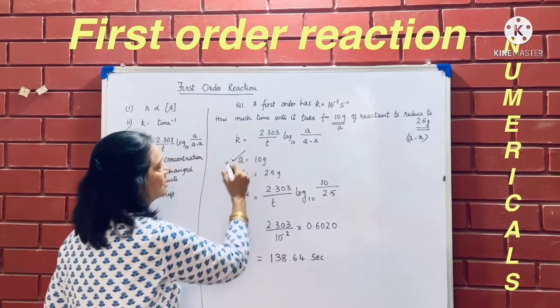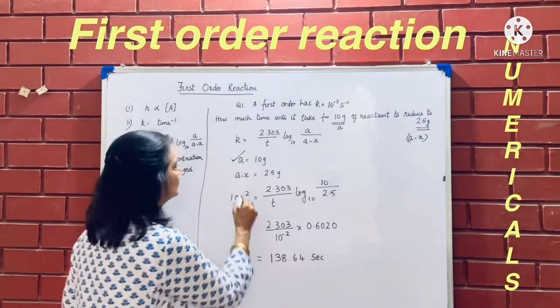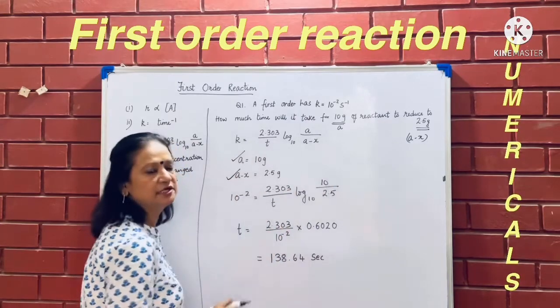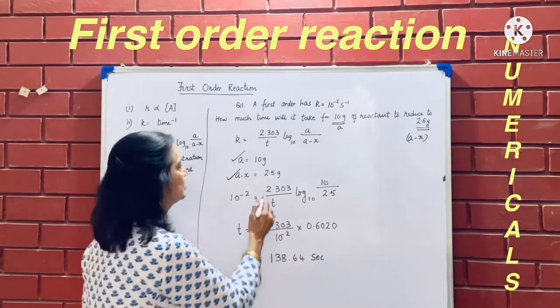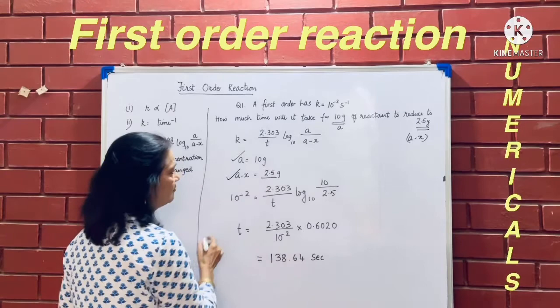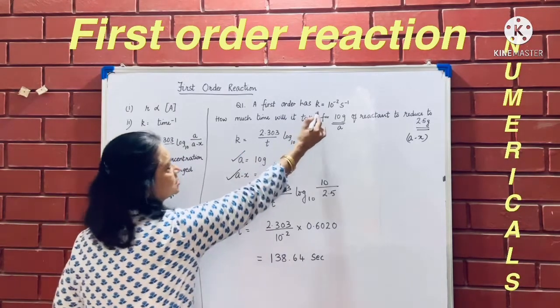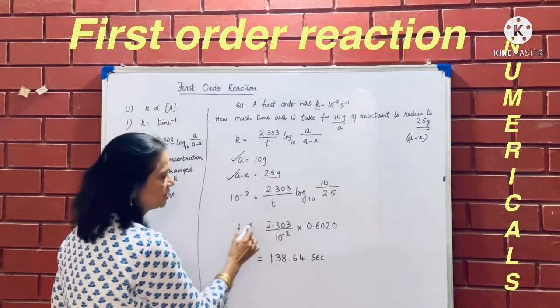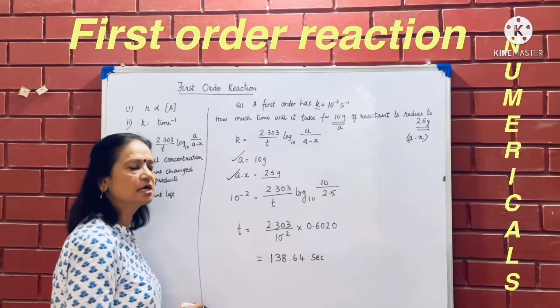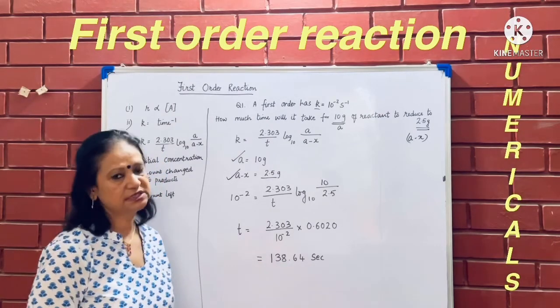So initial amount given was 10 grams. A minus X is when finally the thing that was left behind was 2.5, and K value is also given to you. So I'm just substituting that value and my answer comes to 138.64.